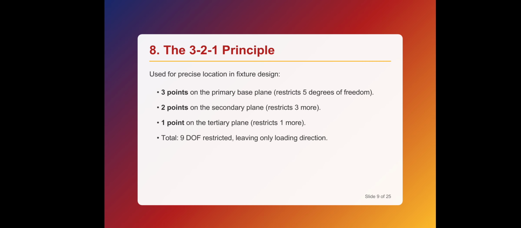As I told, 3 points means the primary base plane, 2 points means the secondary plane, 1 point means the tertiary plane. Here 3 points restrict 5 degrees of freedom, 2 points restrict 3 more. So the 1 point restricts 1 more. So here 9 degrees of freedom are restricted, leaving only one direction, the loading direction.